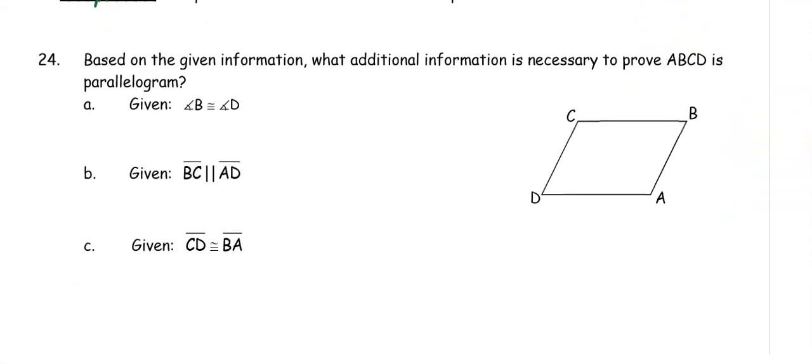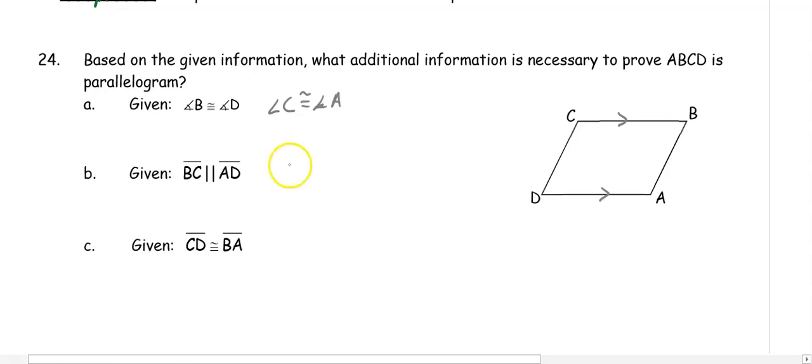Based on the given information, what is necessary to prove ABCD is a parallelogram? So if angle B is congruent to angle D, that's one set of opposite angles. So we would need to know that the other set, A and C, are also congruent. If we have BC parallel to AD, we need to know either the other sides are parallel, so CD is parallel to BA, or we need those sides to also be congruent. So remember, there are two conditions that would work to prove it's a parallelogram.